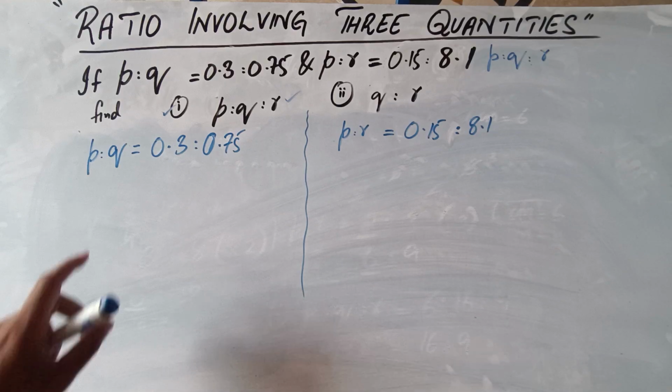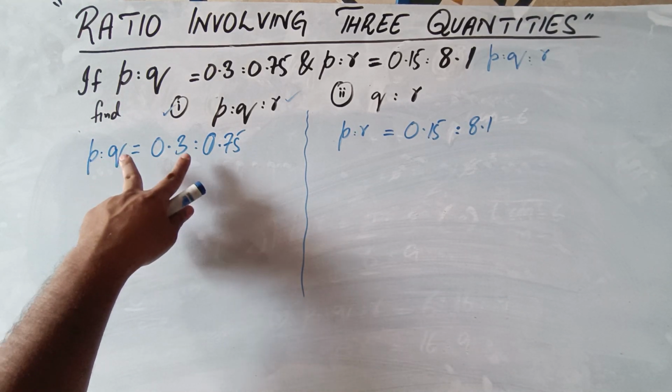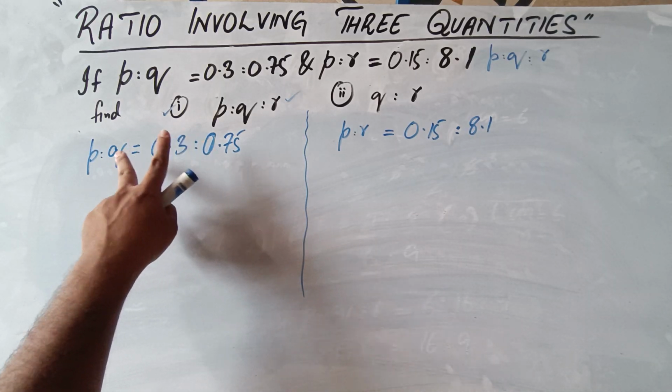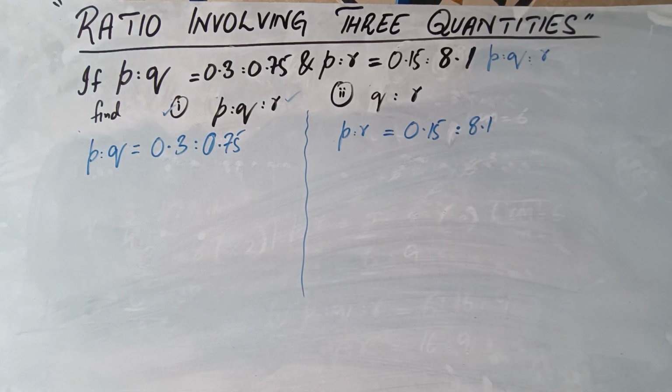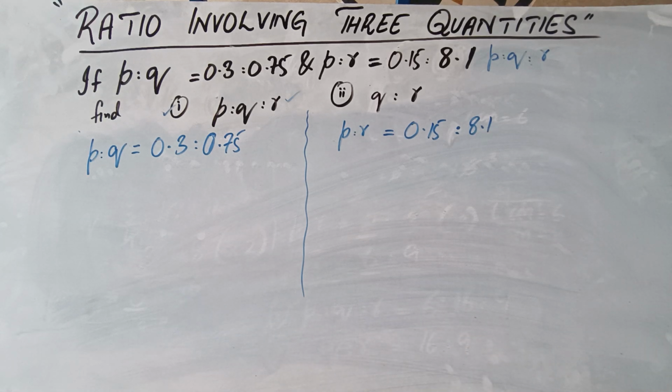So over here the value of P is, the corresponding ratio of P is 0.3 and the corresponding ratio of Q is 0.7. Now if both the ratios are in decimal, first of all we need to convert them into whole numbers, because we cannot make them the same in decimal. So it would be easy to convert them into whole numbers. We will give preference to the maximum number of decimal places. Keep this in your mind.